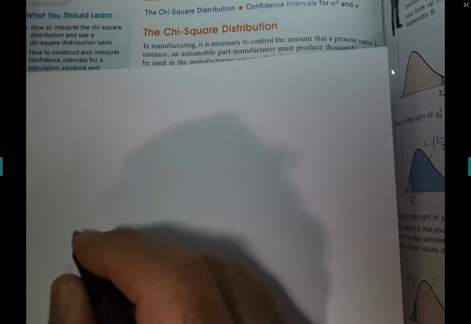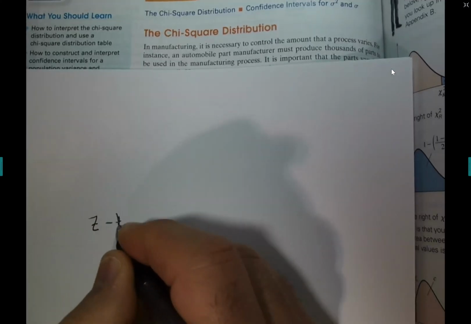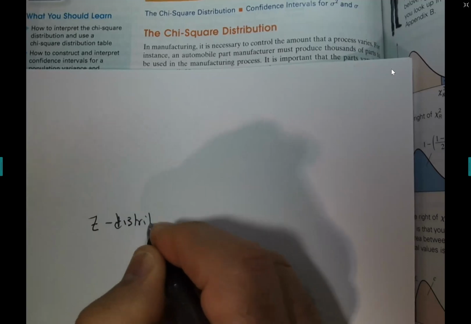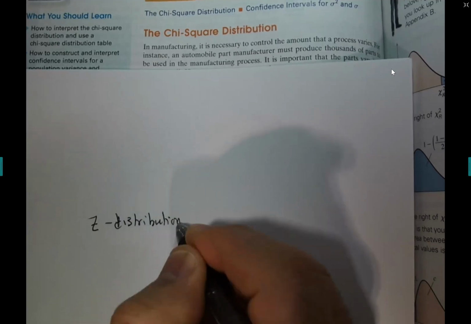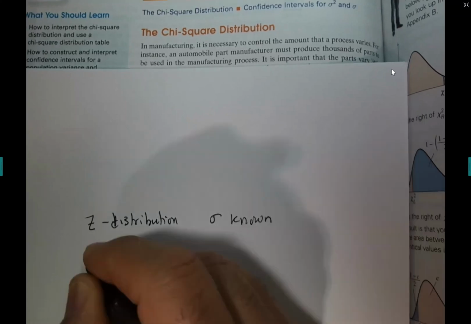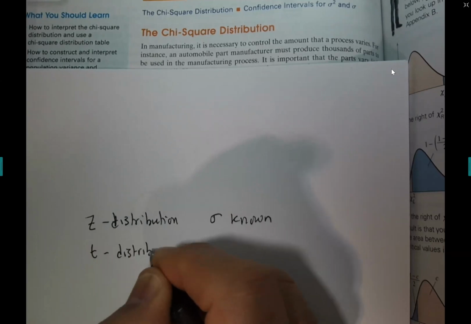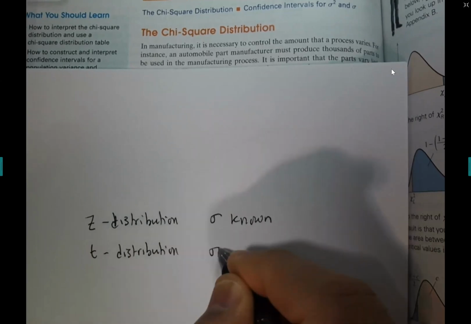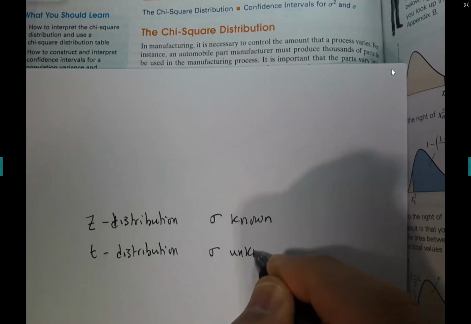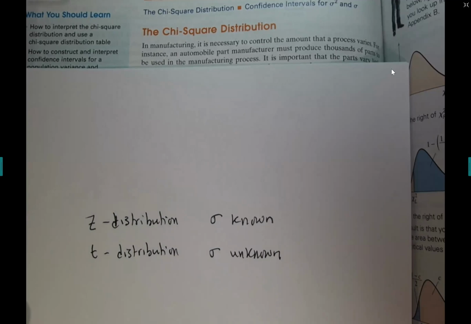So we learned about two distributions so far. The first one is called Z distribution. This is when sigma is known. And we learned about T distribution when sigma is what? Unknown. How do you know whether sigma is known or not in a problem?